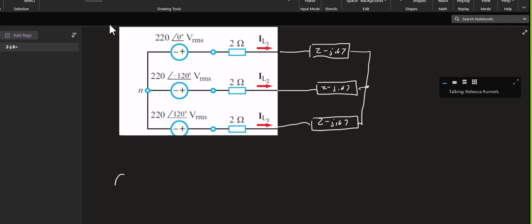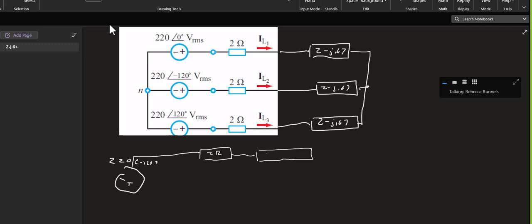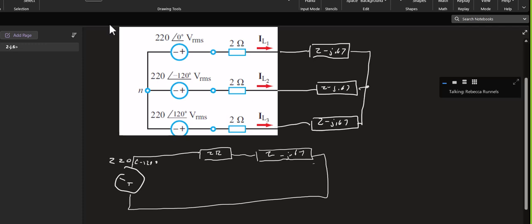So we would have, and then that 2 ohms is the line impedance. And as you start taking power, you have to worry more about line impedances because the lines are getting long as you start moving electricity over far distances. So here we have the single-phase circuit for the middle one.